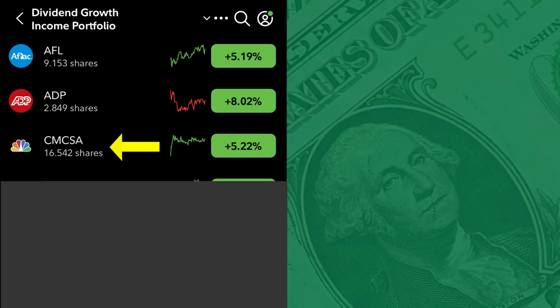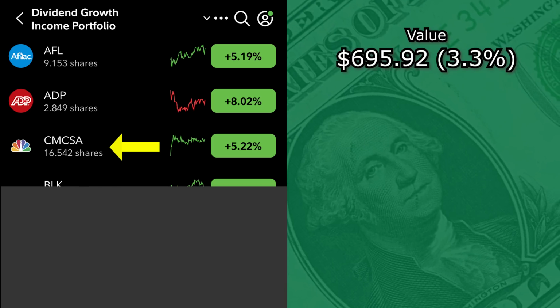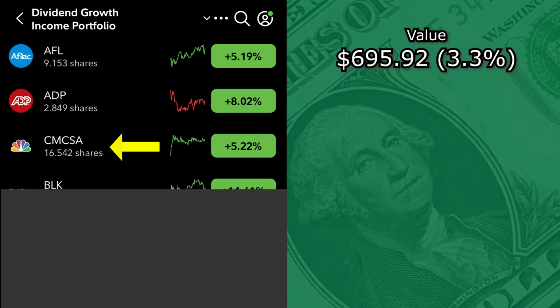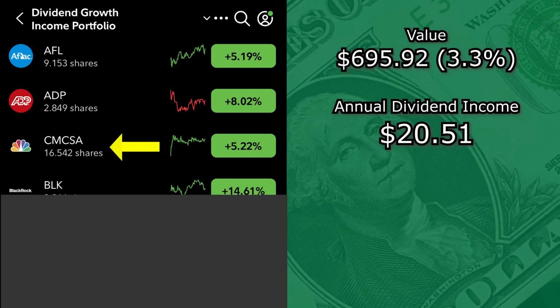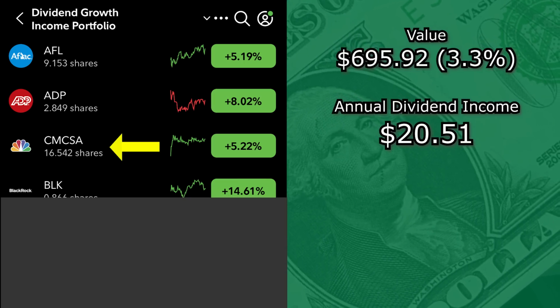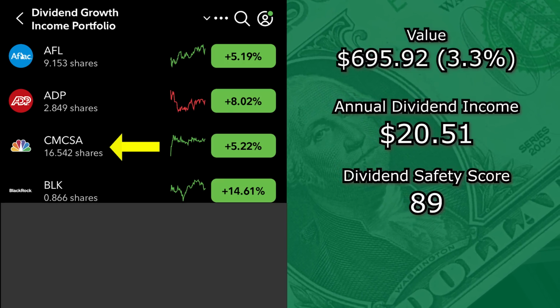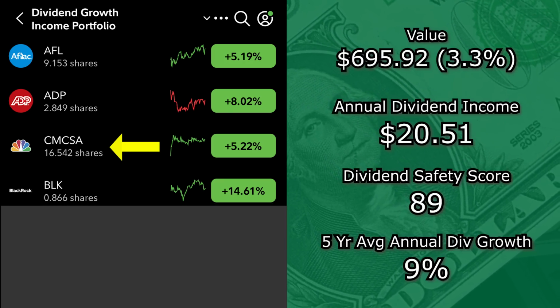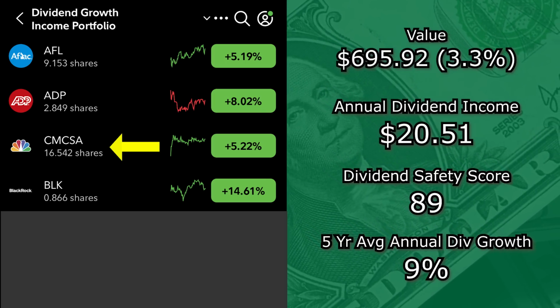I have 16.542 shares of Comcast, valued at $695.92, making up 3.3% of the portfolio. I am up 5% on this Comcast position. It's also paying $20.51 in dividends annually, with shares yielding 2.99%. Comcast has a Simply Safe Dividend Safety Score of 89, the 5-year average annual dividend growth rate of 9%. Just last month, they bumped that dividend up by 7%.